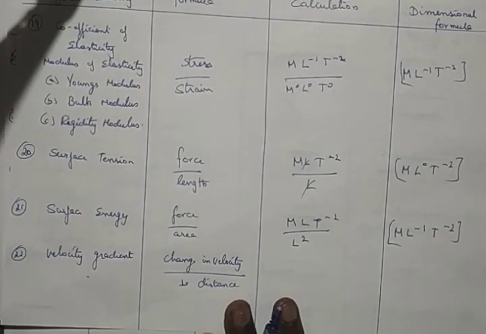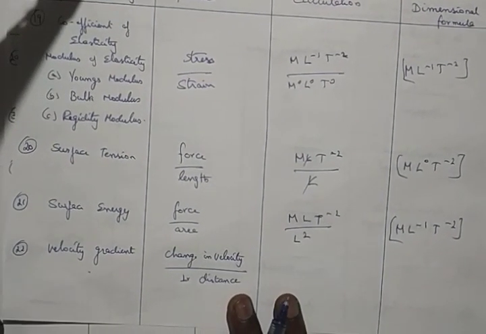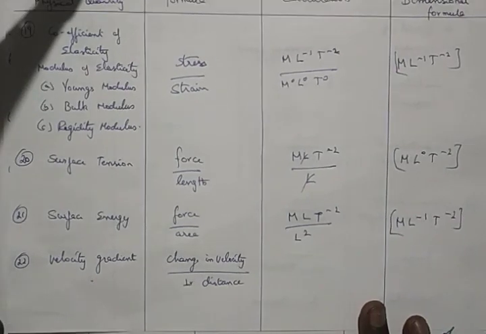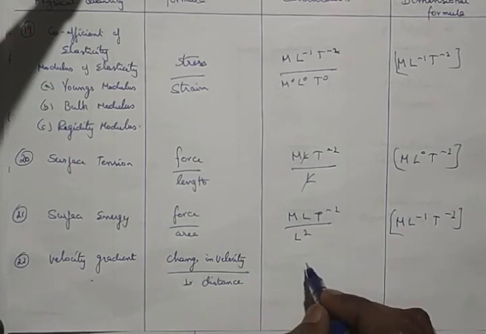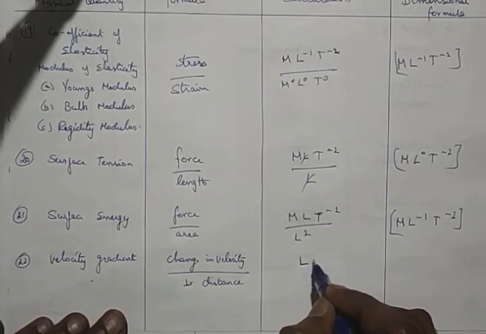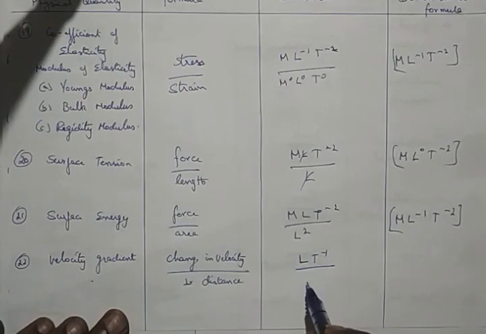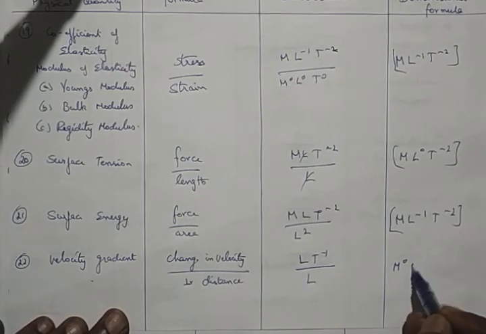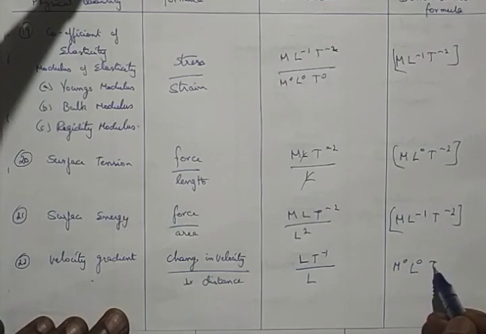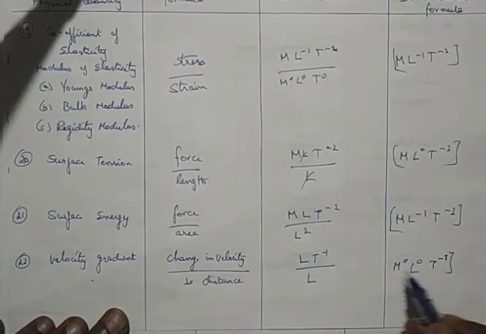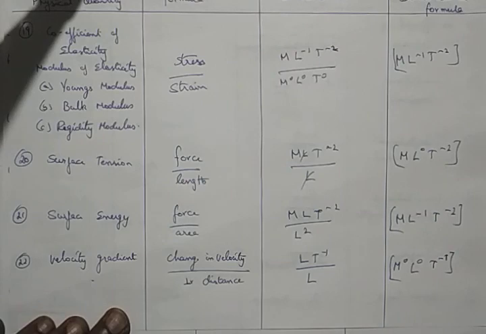The next one is velocity gradient. What is velocity gradient? It is change in velocity upon perpendicular distance. In other words, only velocity upon distance. So it is going to be L T minus 1 upon L. So these two get cancelled out. So M0 L0 T minus 1, that is velocity gradient.